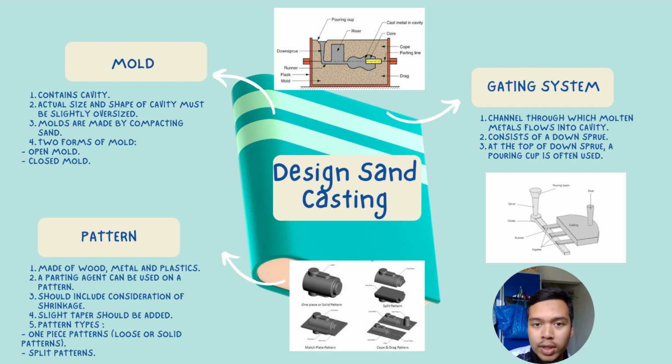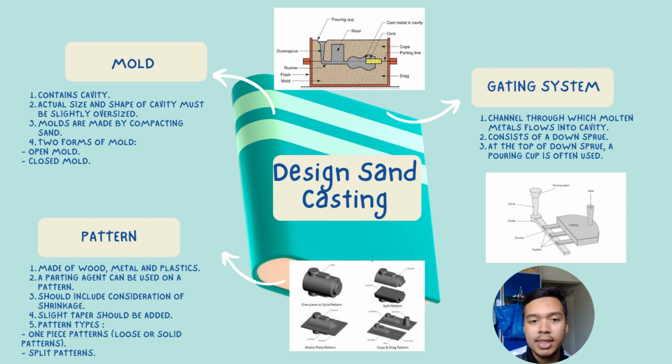As we know, a mold has two forms, which are first the open mold and second the closed mold. An open mold is simply a container in the shape of the desired part, and in a closed mold the mold geometry is more complex and requires a gating system, a passageway leading into the cavity.